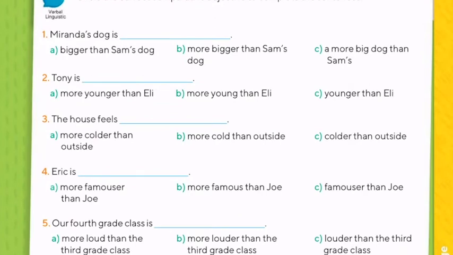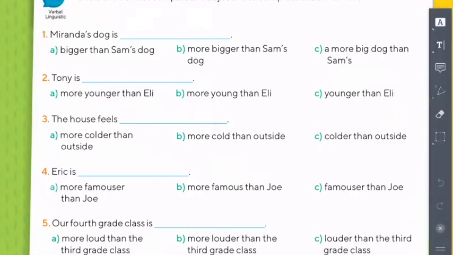Circle the correct comparative adjective to complete each sentence. Super easy. Let's start with the number 1. Miranda's dog is bigger than Sam's dog, more bigger than Sam's dog, or a more big dog than Sam's. The adjective big. How many syllables? 1. So it's going to be bigger. Correct. You circle it. And remember, you have to write it down on the line.